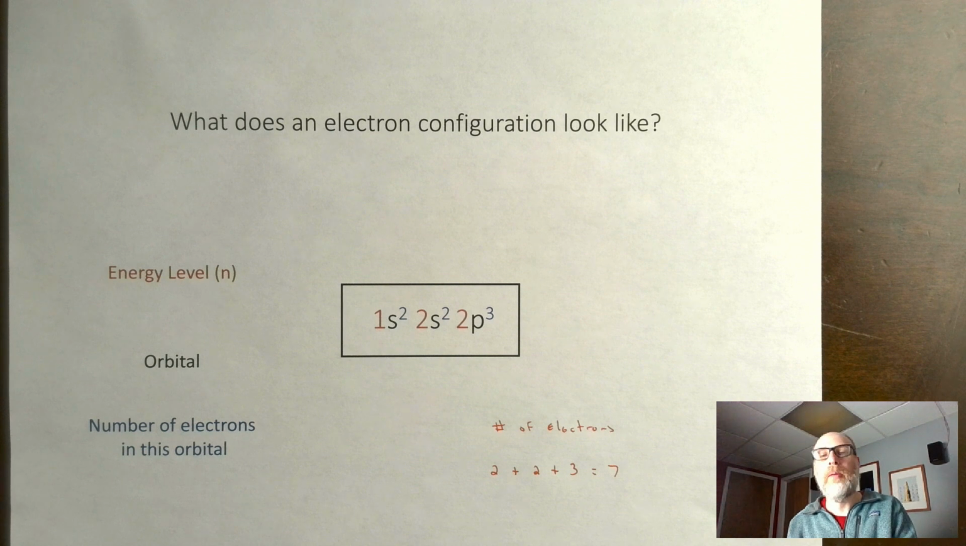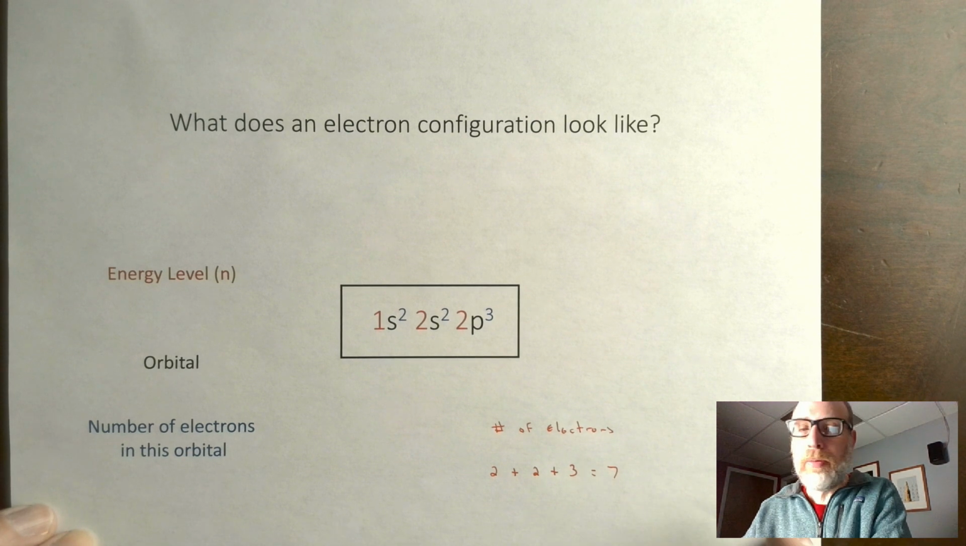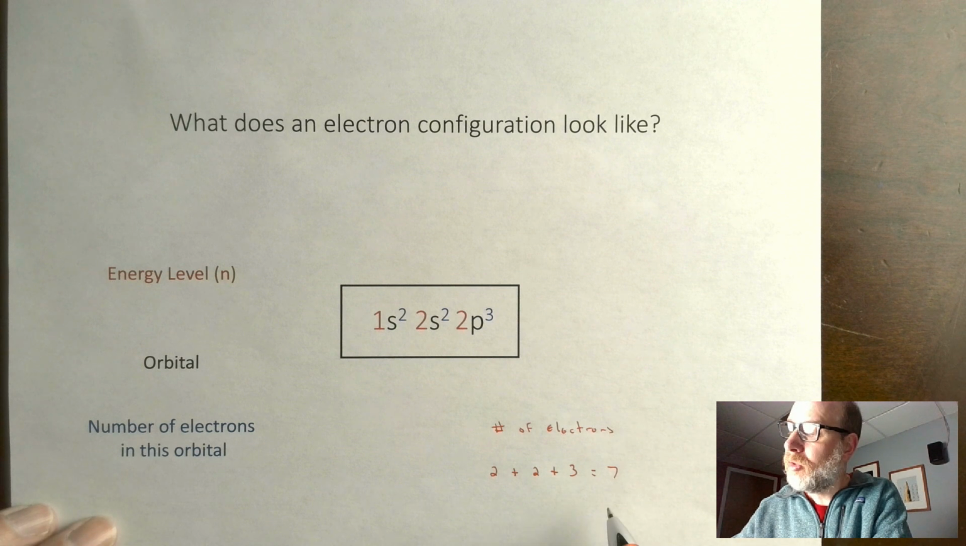Well, the atomic number tells us the number of protons, which then tells us the number of electrons as well, if the atom's neutral, and this would be nitrogen.